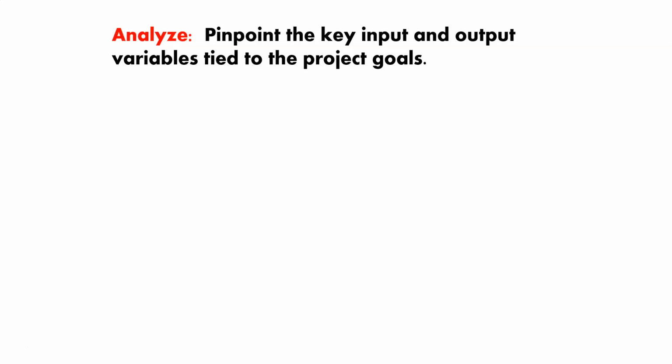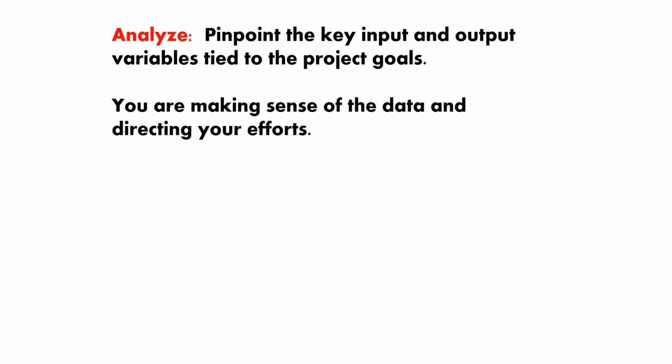Basically, the technical definition is: pinpoint the key input and output variables tied to the project goals. Another way of putting it, and probably a better way, is that you're trying to make sense of the data and use that data to help direct your efforts. The initial implementation of a process can be pretty chaotic and hard to get your arms around. That's why you go through this whole DMAIC process, to help you get your arms around what this process is and what all the inputs and outputs are. I'll go through some of the tools that we use to get to that point.